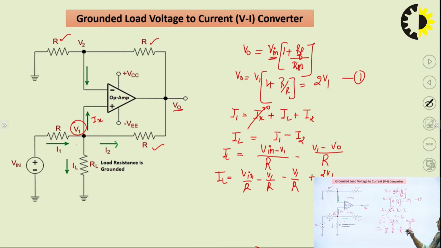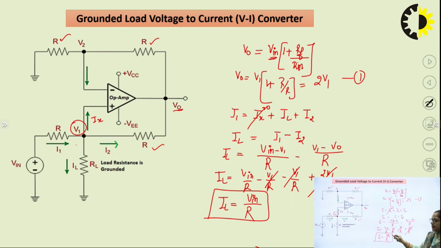Got it? So now if I observe this equation, and further solve it, what do I get? IL equals V in by R minus V1 by R, minus V1 by R will become minus twice of V1 by R. Here we have plus twice of V1 by R. So these two terms will be cancelled out with the last term. So we are left with IL equals V in by R.